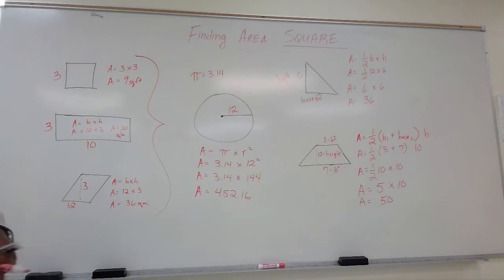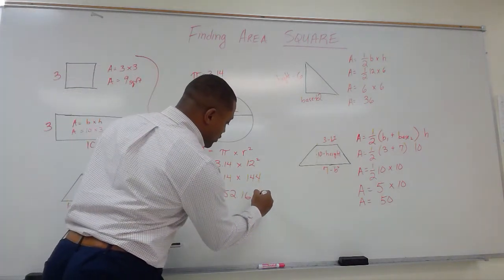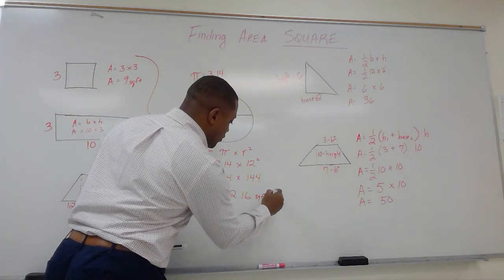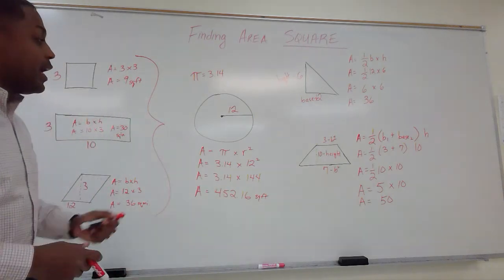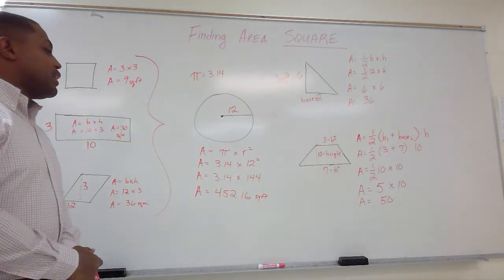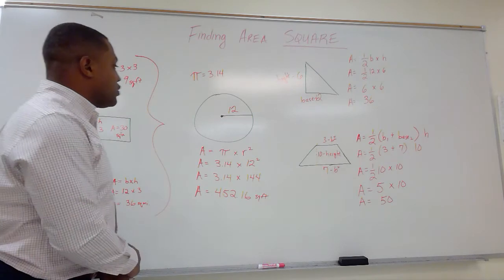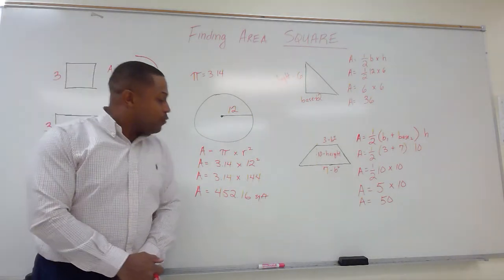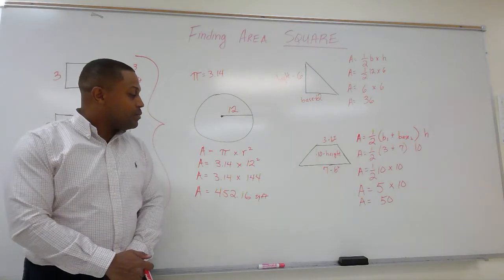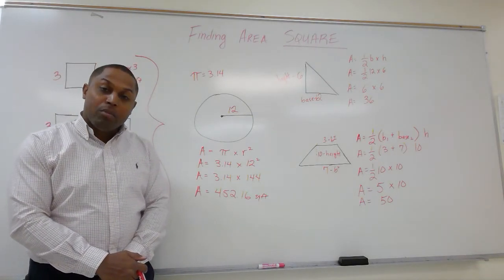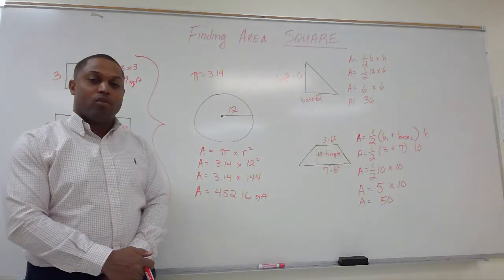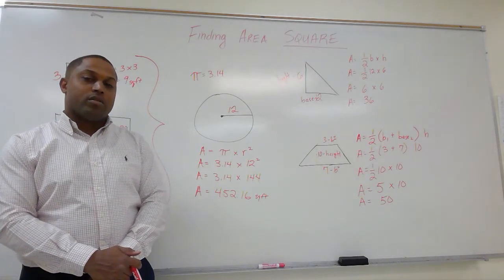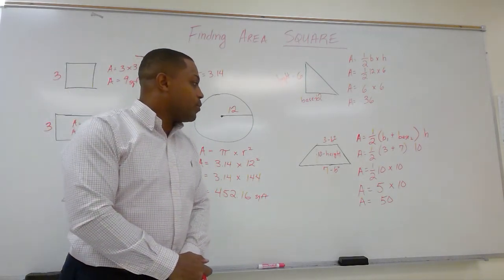That answer is 452.16. And we said feet, right? So, square feet. And that's how we find the area of a circle. We take the formula that has been provided and we simply substitute the numbers given to us into that formula and solve the problem out.